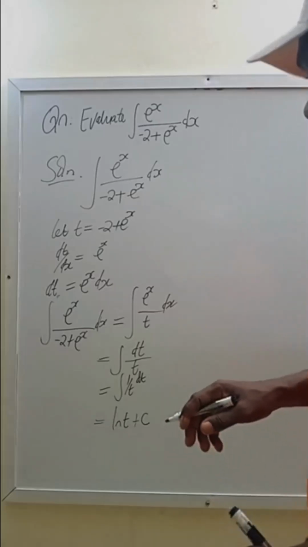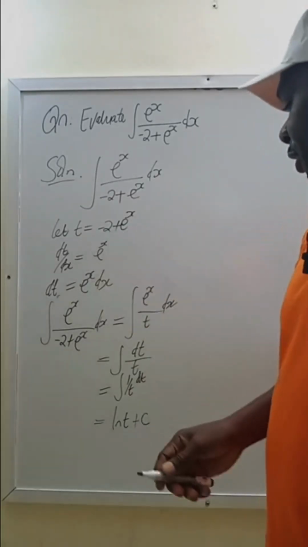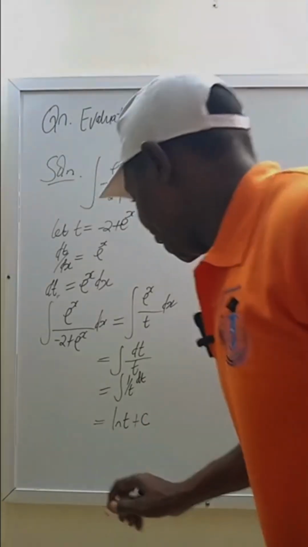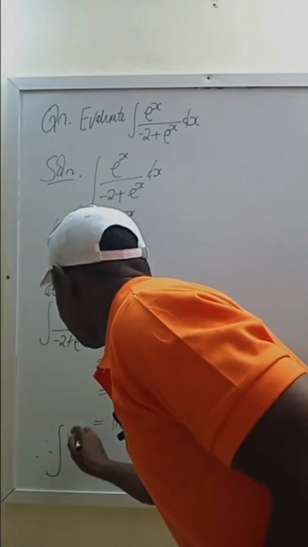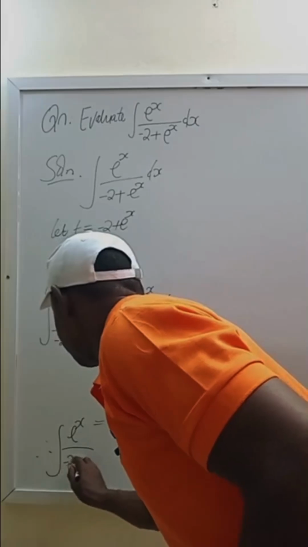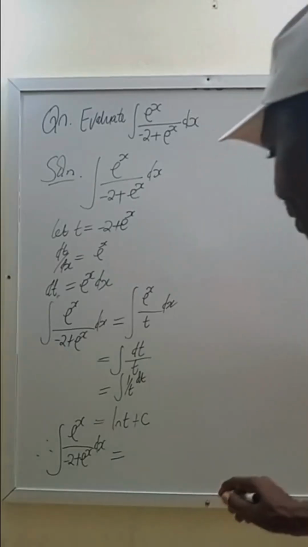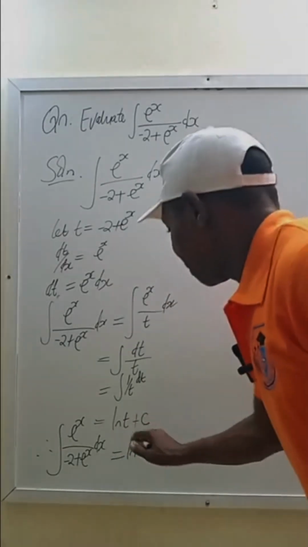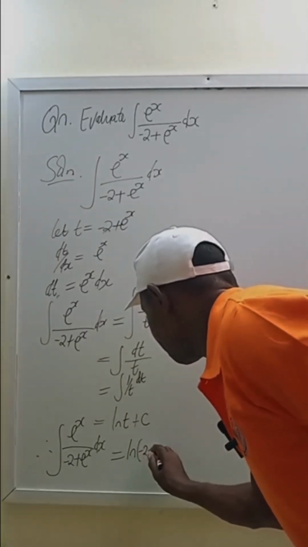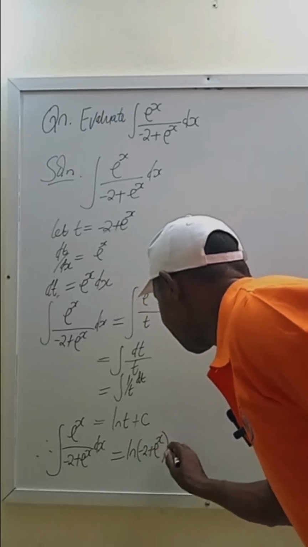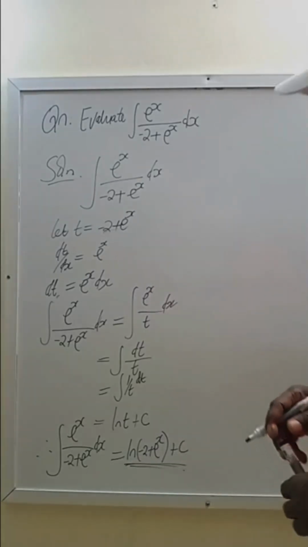Now let's go back to our original substitution. What did we call the t? t was representing -2 plus e to the power of x. So let's make a conclusion. The integration of e raised to the power of x divided by -2 plus e to the power of x with respect to x gives us ln. We said our t is this one, so we put brackets: -2 plus e raised to the power of x. Then we add our constant. So this is our answer for this particular question.